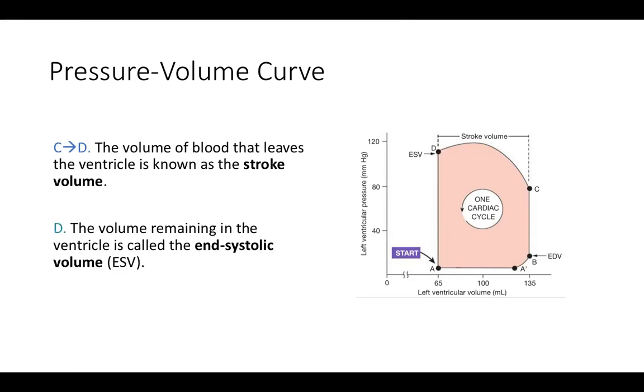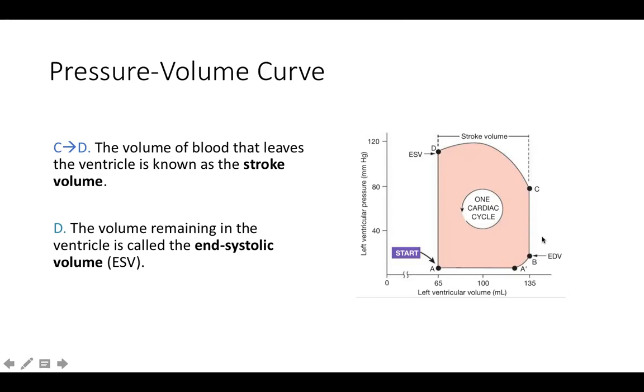At that point in time, there's still a certain amount of blood in the ventricle. You never eject 100% of the blood in your ventricle. There's always a certain amount. And that particular volume exists at the very end of the contraction phase. And so this volume that exists at the end of the contraction phase is called end systolic volume.